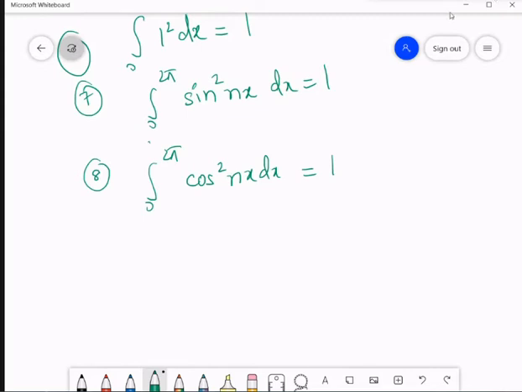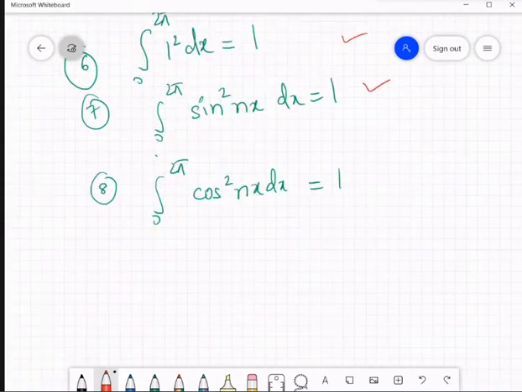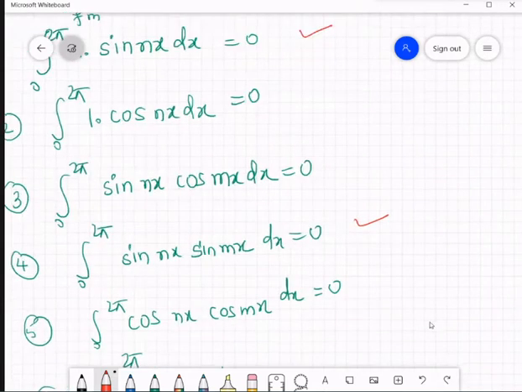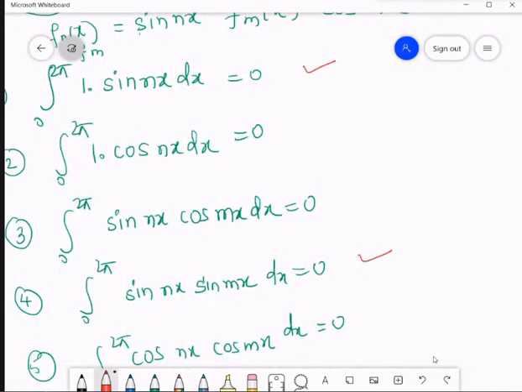This we have already done. Even this part we have done, this part we have done. Some of them are already done. Others have to be evaluated. You have to use trigonometry, okay? First one was already done.